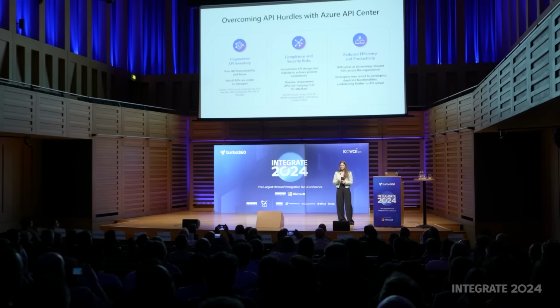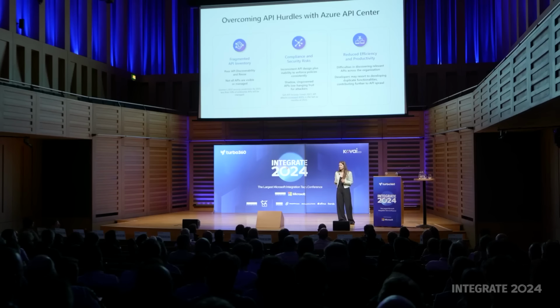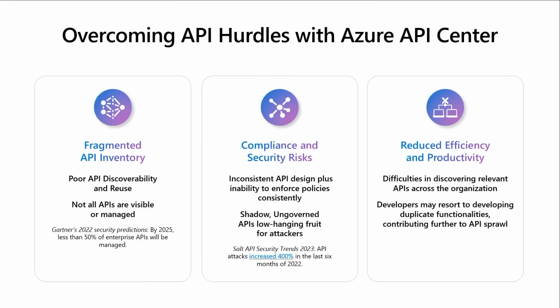First of all, the inventory solution. We talked about APIs being everywhere, and organizations are struggling to really get better transparency into their API ecosystem. So they need this one single place where they can find and see all of these APIs out there.